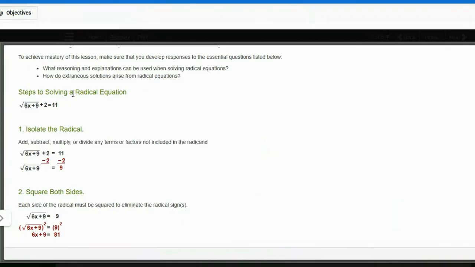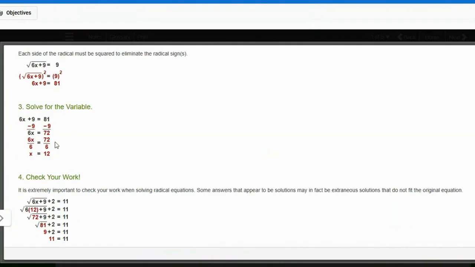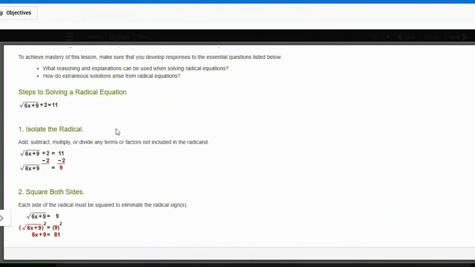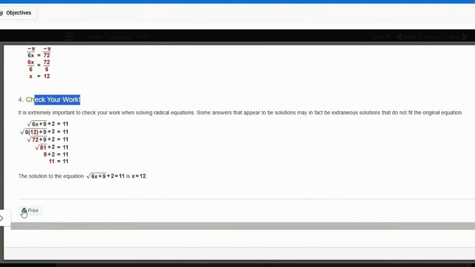Steps to solving a radical equation. Isolate the radical, square both sides, solve for the variable, check your work. There's those 4 steps I had written down, and they're right here in the lesson summary. And this shows you it works a problem as it goes through here. Here's a sample problem. So again, if you have a printer, you might want this as your notes. It's a good example problem to have written down.